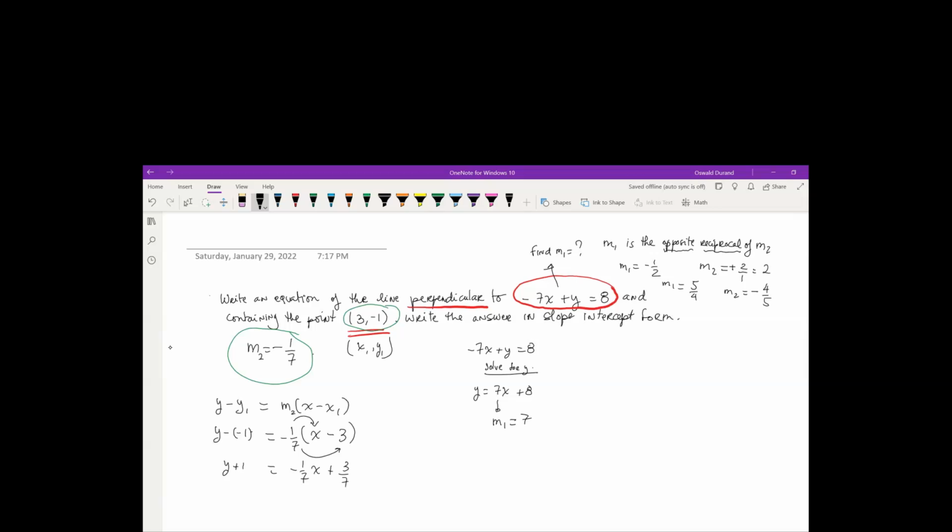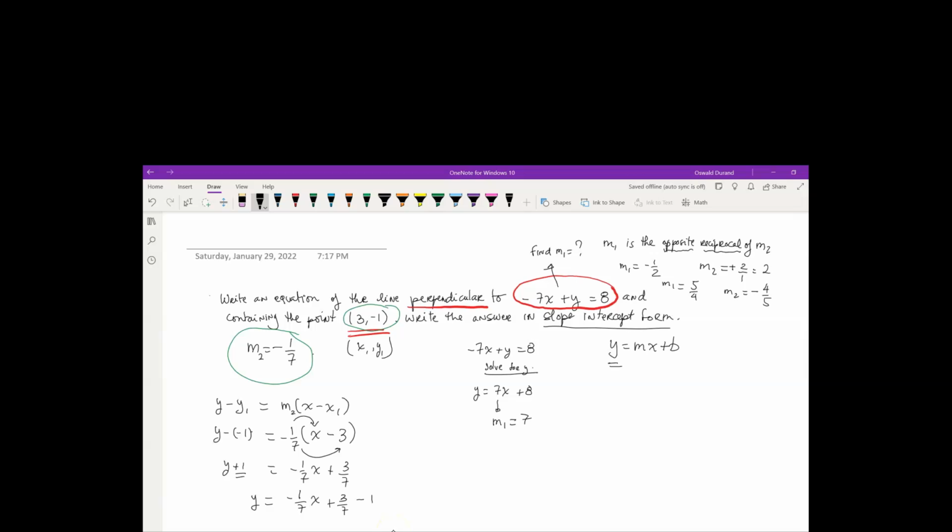So we're not done yet, because now we need to put it in slope-intercept form, which is y equal to mx plus b, meaning that we need to solve for y. To get y by itself, we need to subtract 1 on both sides, and we're going to have y equal to -1/7 x plus 3/7 minus 1.